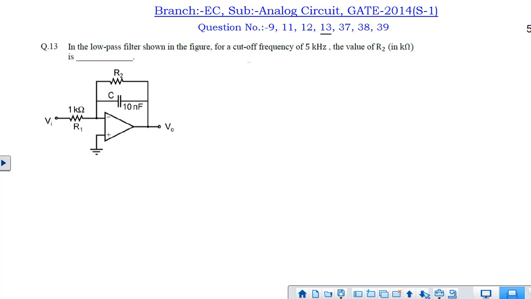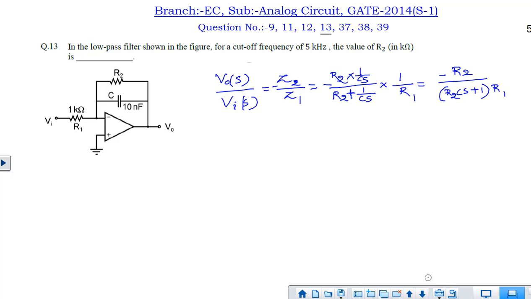Now let us find out the transfer function, that is, the Laplace transfer function. V0 by Vi is minus Z2 by Z1. Z2 is nothing but the parallel combination of these two, that is R2 parallel with 1 by Cs, and Z1 is simply R1. So after simplifying we will get this. If we represent this in the omega domain, we can find out the magnitude also, which will come out as R2 by R1 divided by the square root of 1 plus R2 squared C squared omega squared.